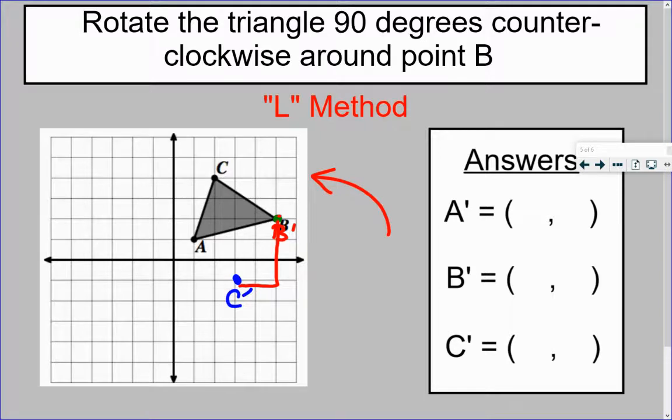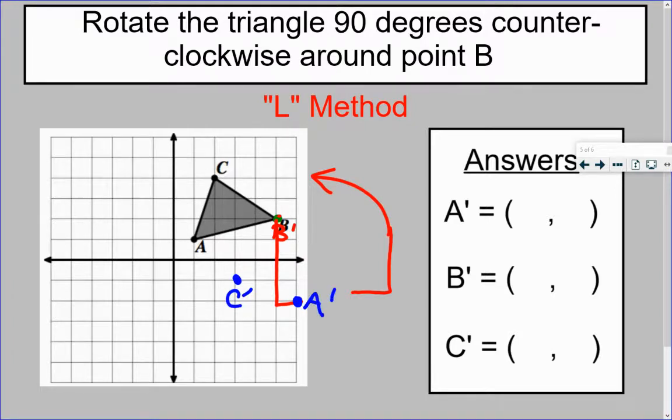Okay, next one is A. So I'm going to go over and down, and I'm going to rotate that L 90 degrees. So there it is. Once again, it's not lined up perfectly, but you can kind of see where the point is going to end up. It's going to be right there, and that is A.